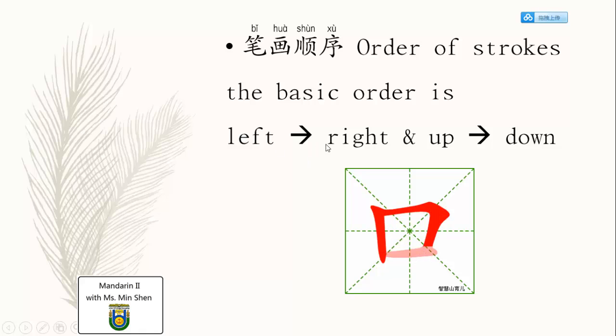If you can follow this order, left to right and up to down, then you don't have to start a new stroke. So that's why this point is connected, because left to right and up to down can follow the order, no problem. And this stroke, you cannot go from right to left. So that's why we start a new stroke, left to right. Then in this character, there are altogether 3 strokes.